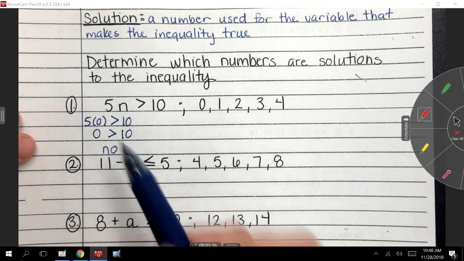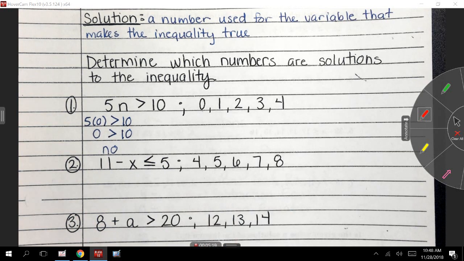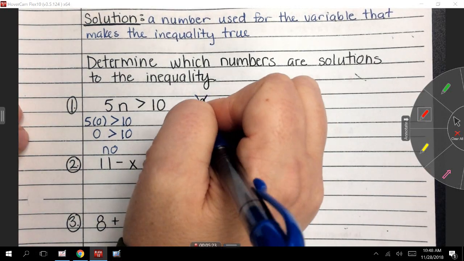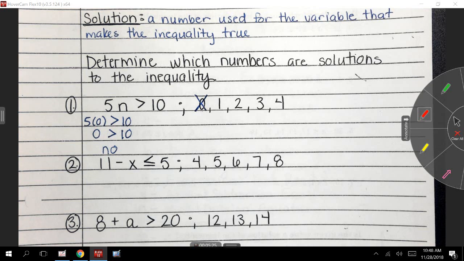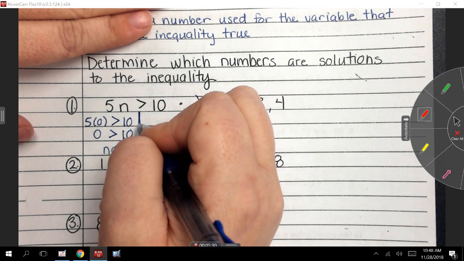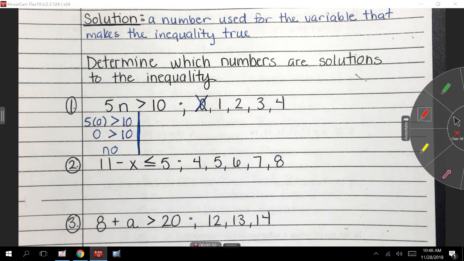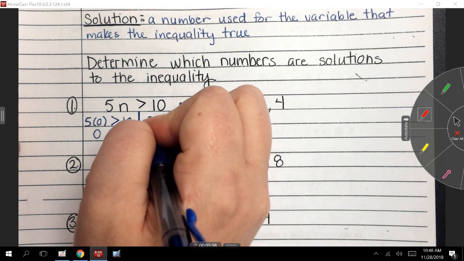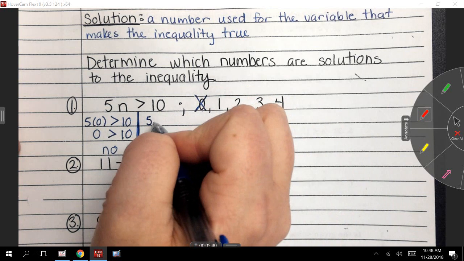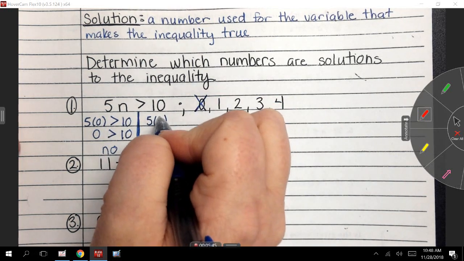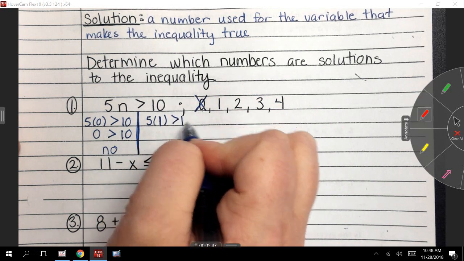So what we're going to do, guys, is, what number did I use when I got that? So I'm going to mark out that first number, because did it work? No. Okay? All right, and now I'm going to draw a line so I can separate my work. And now, guys, we're going to do the exact same thing, but with the next number. So now what number am I going to use? 1. So I'm still going to write my 5. I'm still going to write the parentheses next to it, but instead of putting 0 there, I'm putting 1. And then it says greater than 10.